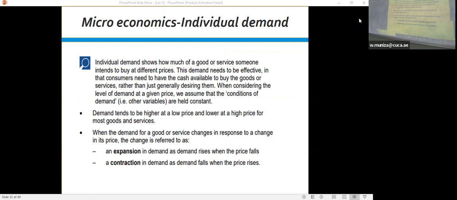So microeconomics, individual demand. In microeconomics, we are going to discuss individual demand. What is the demand from an individual? In how much quantity are certain goods or services required? Everyone tries to fulfill the necessities first.